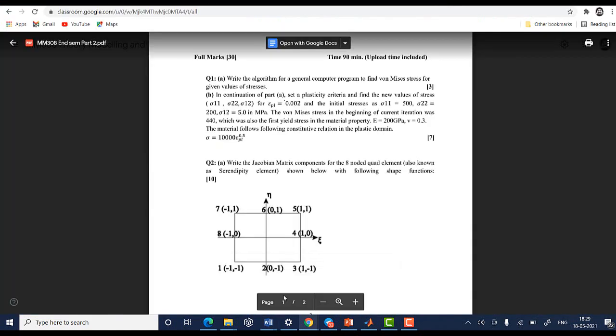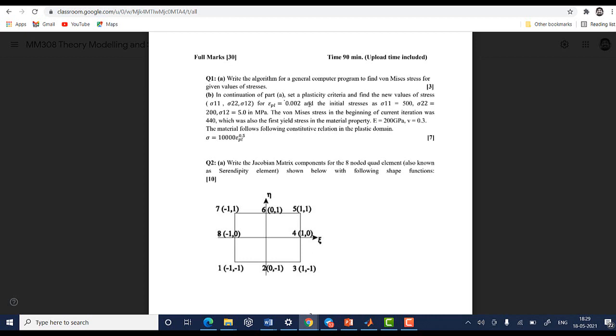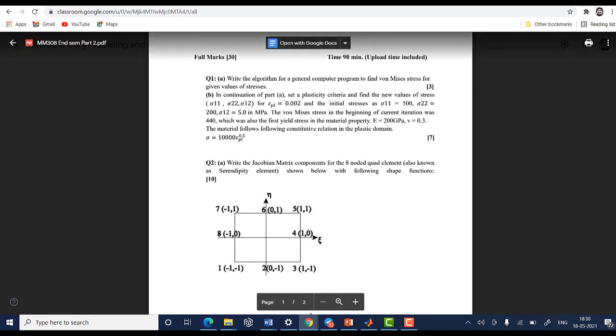This is very straightforward. So write the computer program to find the von Mises stress. Okay, now in continuation, in part B we have to put a plasticity criterion and find the new value of stresses. First we have to check whether it is going into plastic deformation or not. If it is, then what will be the next value of the stresses? This is what we have to do in the second part of the question. So I have taken the initial stresses already in MATLAB and calculated the principal stresses, and then you have to check for plasticity. Here you have to write the algorithm, or calculate also. So you have to find the new value of stresses. Okay, so let us do that.